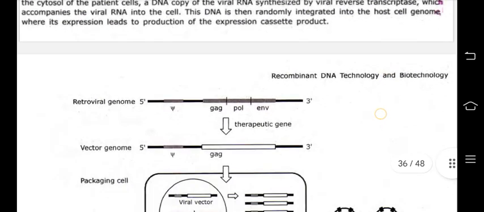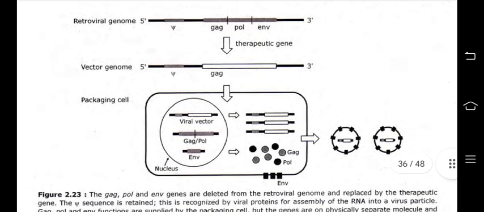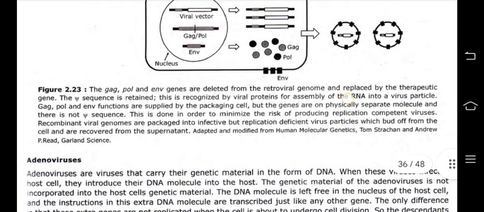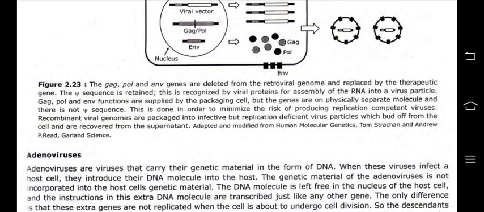cassette product. Retroviral genome 5' to 3', vector genome 5' to 3', packaging cell viral vector gag, pol, env. The gag, pol, and env genes are deleted from the retroviral genome and replaced by the therapeutic gene. The psi sequence is retained. This is recognized by viral proteins for assembly of the RNA into a virus particle.